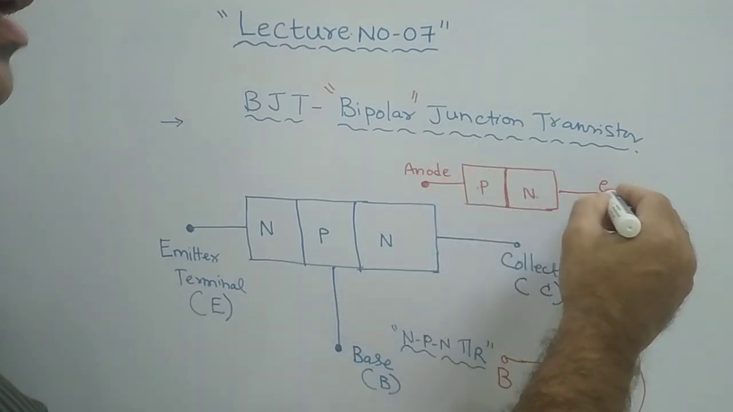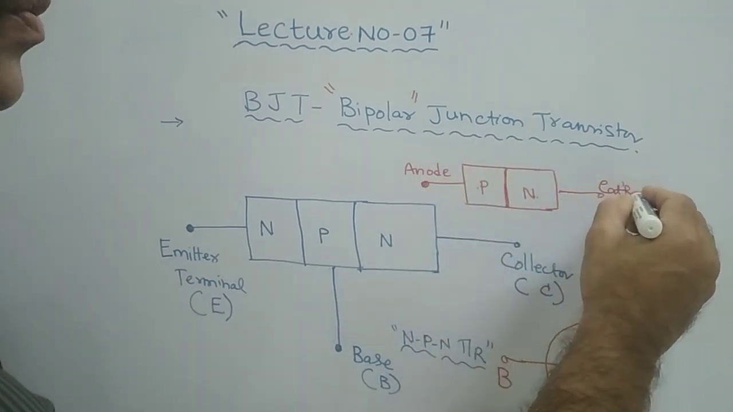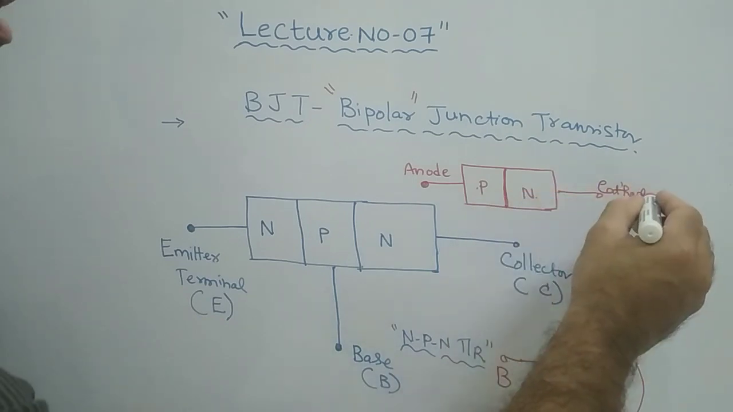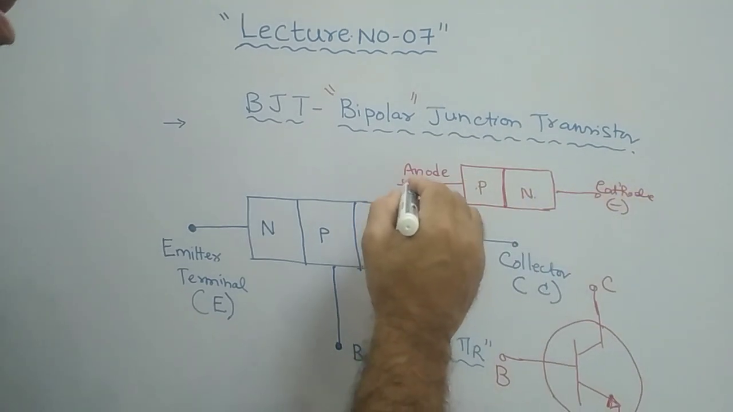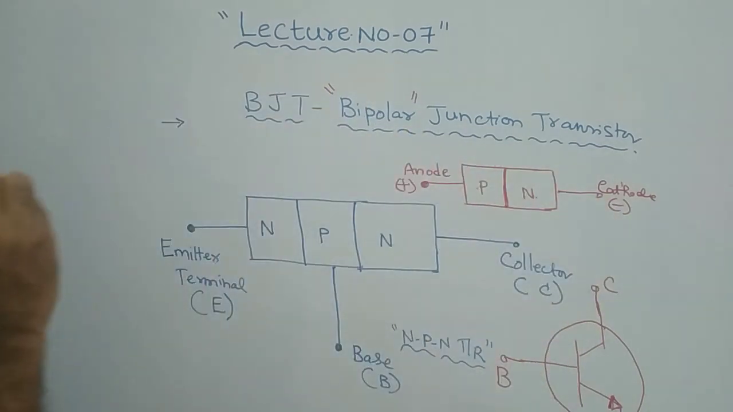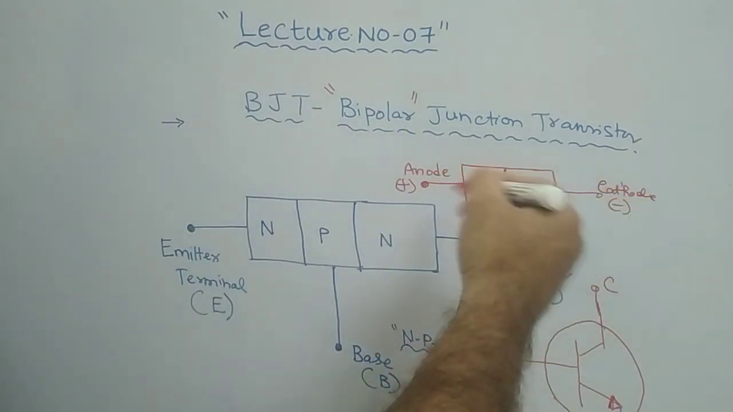This is the cathode actually, right? So this is your cathode, normally taken as minus, and the anode will be taken as positive. It is a two-terminal device only. This is your PN diode, the normal PN diode.